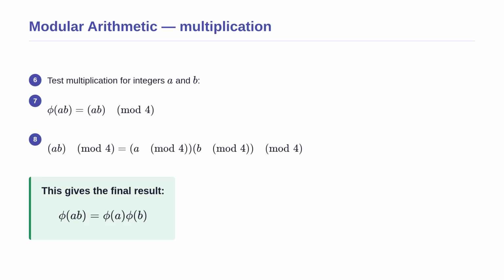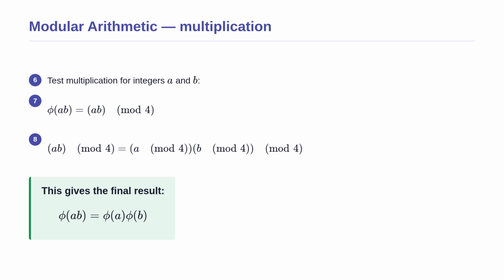Having verified addition, we must now test the multiplication rule to ensure it is also preserved. We multiply the integers a and b together first and then apply our function by finding the remainder of that product when divided by 4. Just like with addition, modular arithmetic allows us to take the remainders of the individual numbers first before multiplying them together. Substituting our function definition back in one last time, we arrive at our final answer.